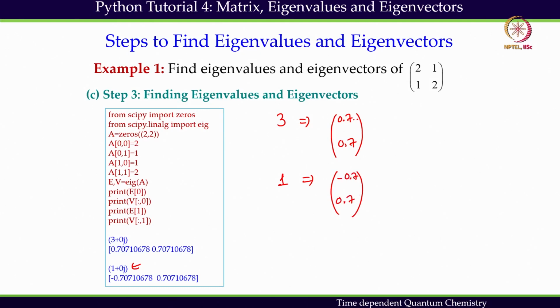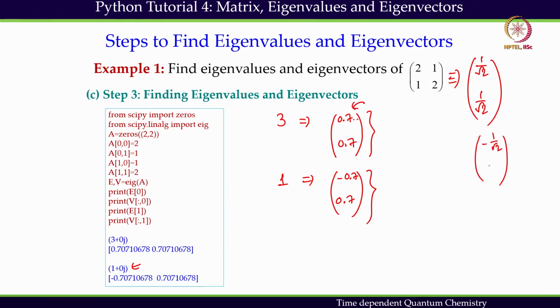So, these are the two eigenvectors we have, and if we compare them with the analytical results, we will see that we have got the same. When we did it analytically, we got the eigenvectors as 1 by square root of 2, 1 by square root of 2, which is nothing but the value we have got here, and another eigenvector was minus 1 by square root of 2, 1 by square root of 2, and that is exactly what we have found here. So, numerically we get the same result.